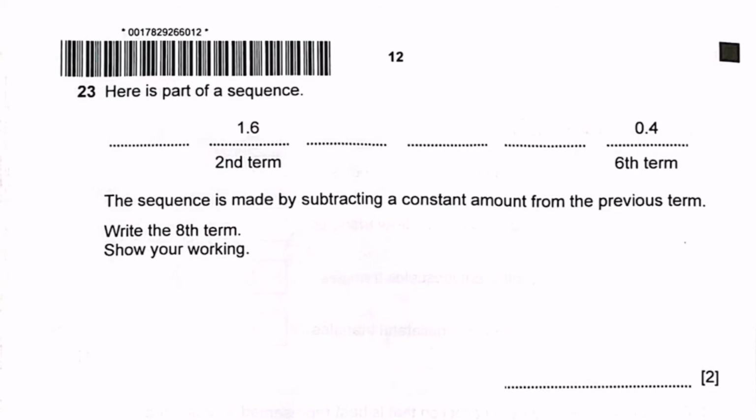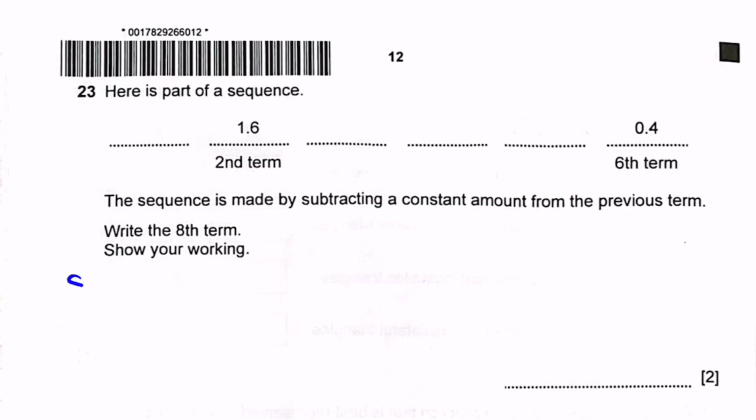Here's part of a sequence. The sequence is made by subtracting a constant amount from the previous term. Write the 8th term. Show your working. Second term is 1.6. Sixth term is 0.4. There are 4 terms in between them. The value is subtracted 4 times.